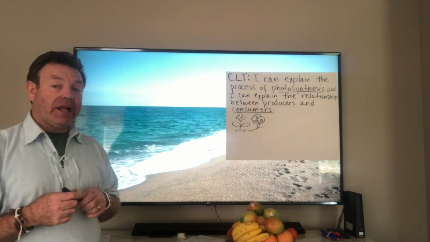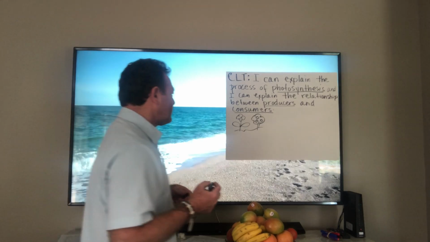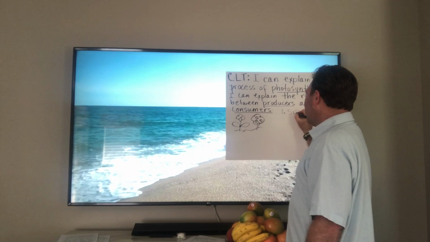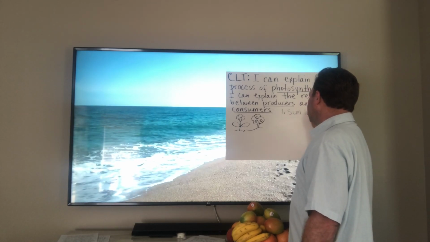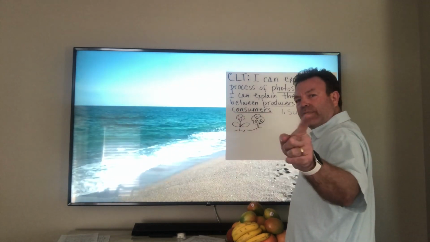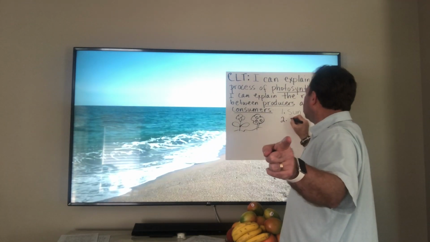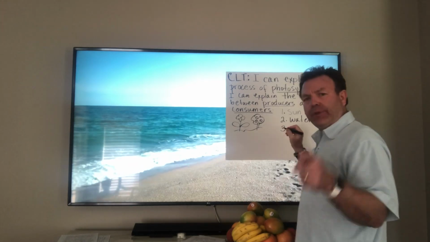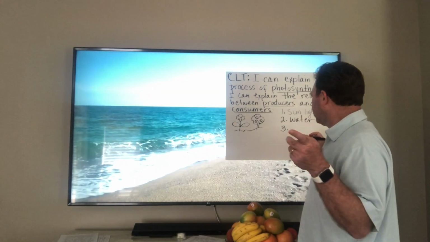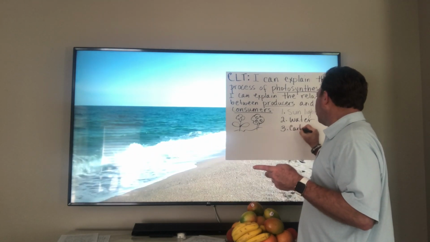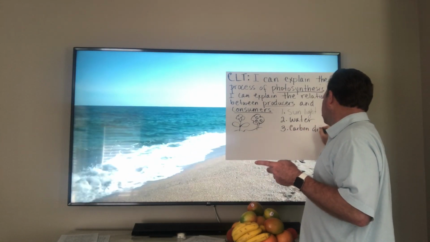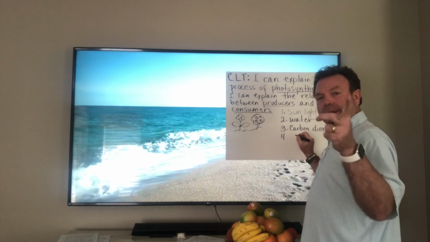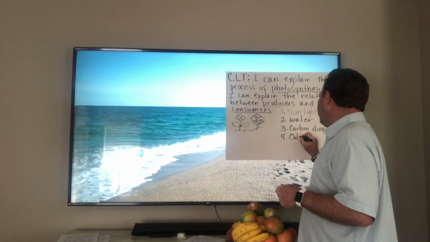Okay, so the ingredients that are needed for photosynthesis are sunlight. What's the other one? Water. You got it. Number 3, what's the other ingredient? Carbon dioxide. And finally, yes, chlorophyll.